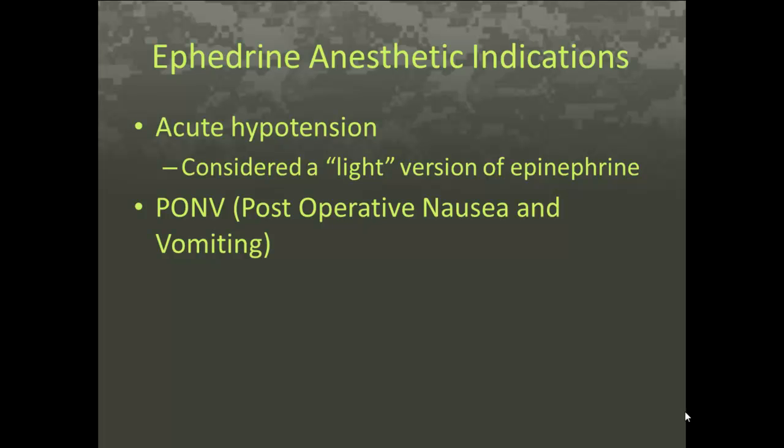The second anesthetic indication for ephedrine is post-operative nausea and vomiting, also known as PONV. For this indication, a 0.5 milligram per kilogram intramuscular dose is given at the end of surgery. The mechanism of action for this is unknown.